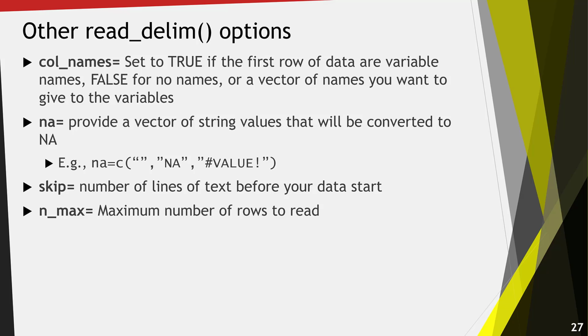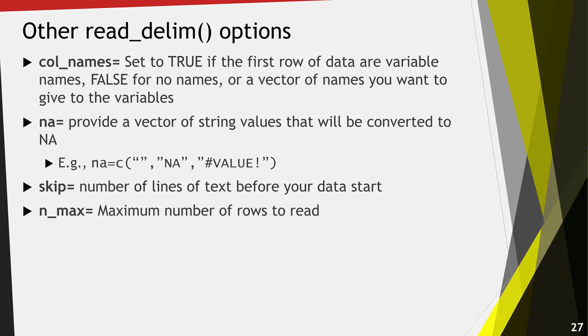The NA option provides a vector of string values that will be converted to NAs. So in this example here, I say NA is equal to c, and then I provide the empty string, 2 quotation marks right next to each other, NA in quotation marks, and then hashtag value with an exclamation point afterwards. Anytime R encounters any of these, an empty value, NA, or hashtag value, it's going to convert that to NA when it loads the data.